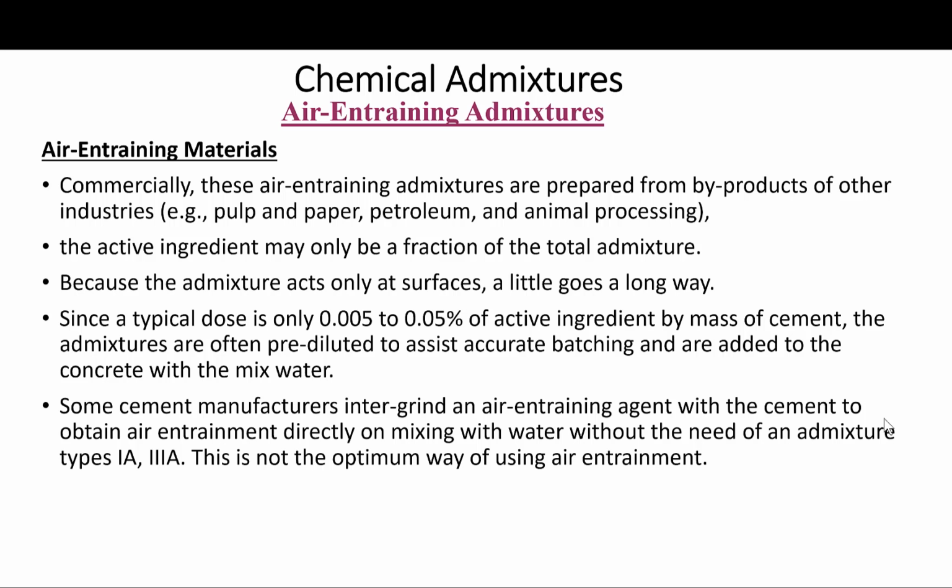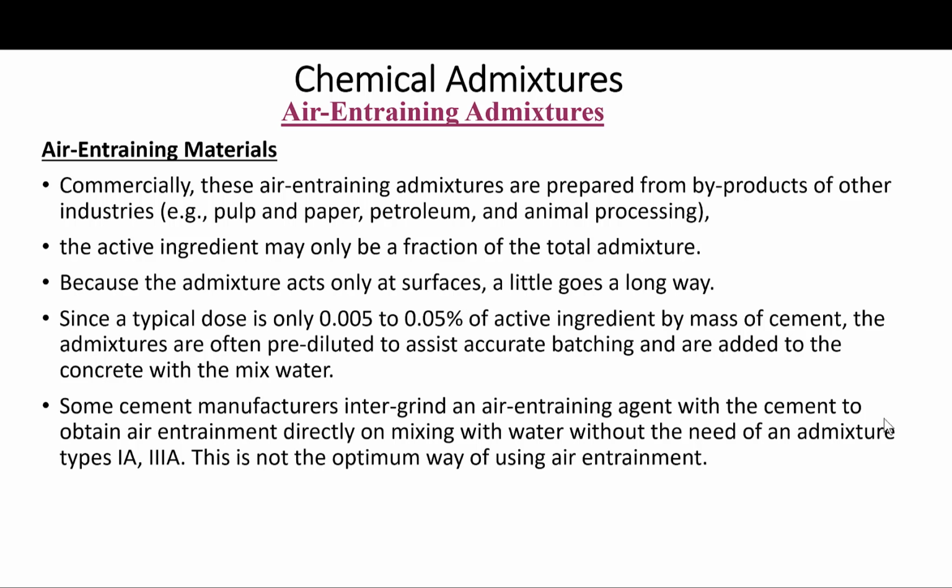component of the admixture. Since the typical dose is only in the range of 0.005 to 0.05% of active ingredient by mass of cement, admixtures are often pre-diluted to assist accurate batching and are added to the concrete with the mixing water. So that's one way to control the dosage and prevent overdosing: to pre-dilute it in set amounts and add it to the water in order to mix it well.